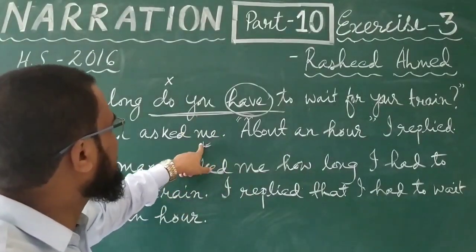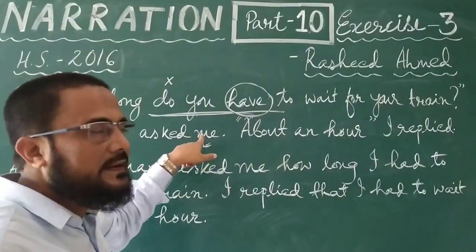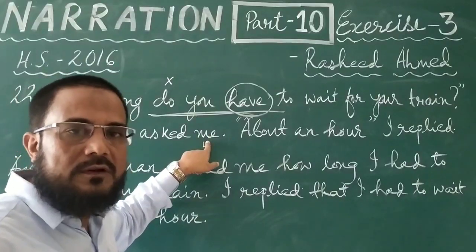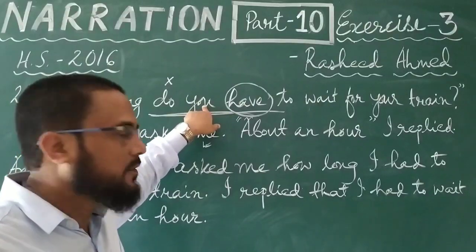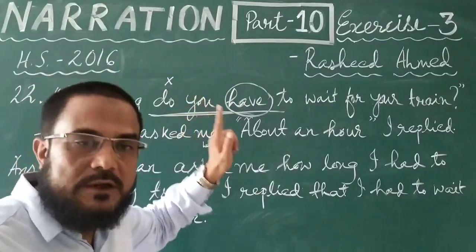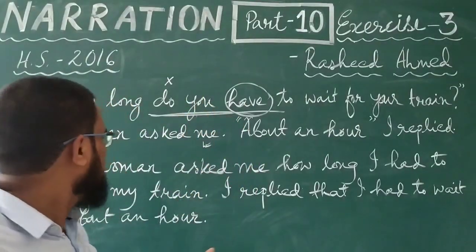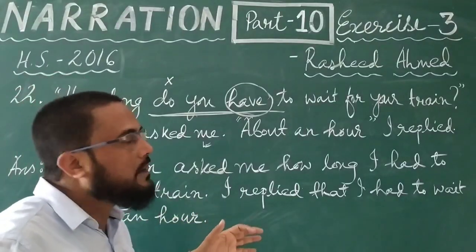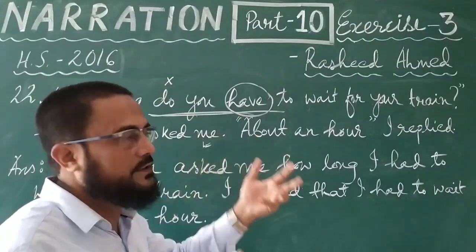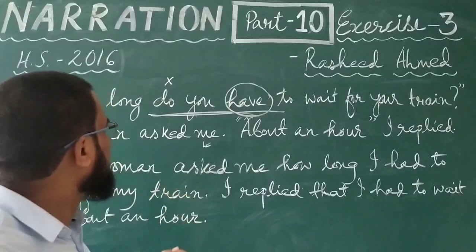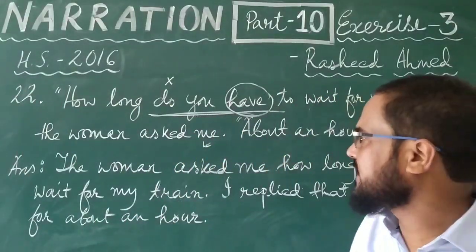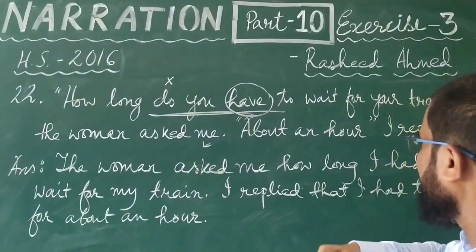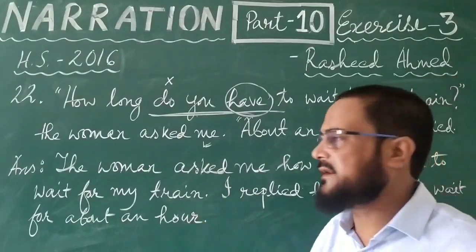Me is the object of the reporting verb, but here me is the pronoun used in object form. But since you here is used in subject form, we will use the subject form of me. It means I. The woman asked me how long I had to wait for my train. How long do you have to wait for your train? The woman asked me how long I had to wait for my train.